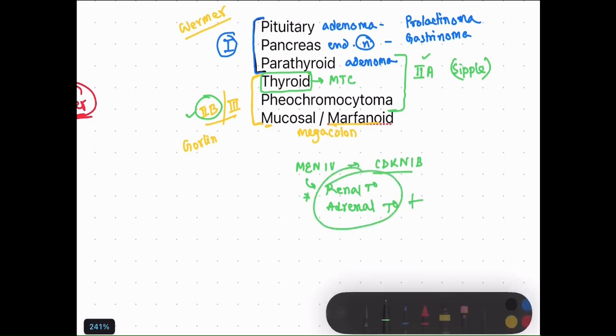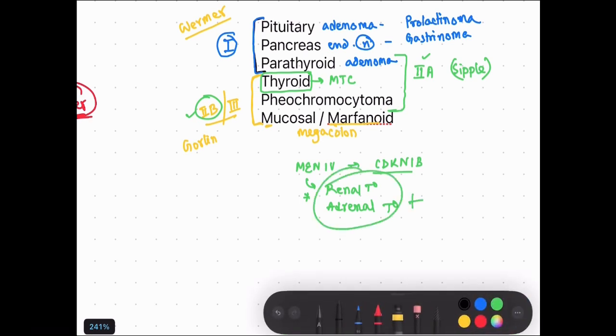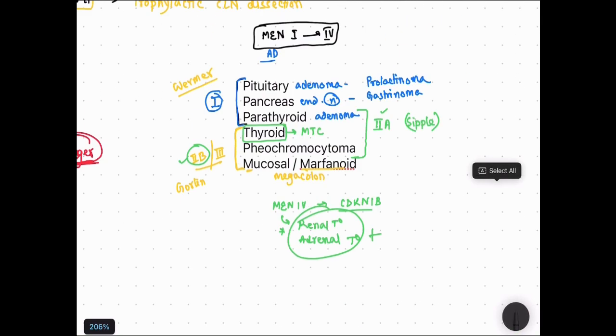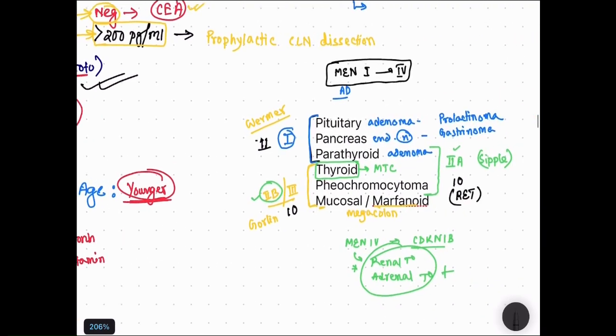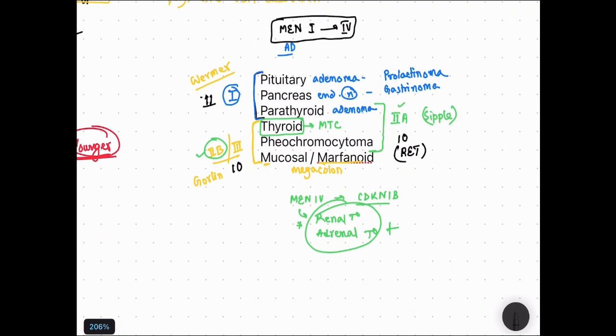Now what they will ask you is the chromosome number. This is very important. The MEN 1 chromosome number is chromosome 11. MEN 2 is chromosome number 10. So whether 2A, 2B or 3, that is 10, and this gene is your RET proto-oncogene. Remember RET proto-oncogene mutation in chromosome 10 leads to medullary thyroid carcinoma. And MEN 4 is chromosome number 12. In chromosome 12, CDKN1B is the mutation.